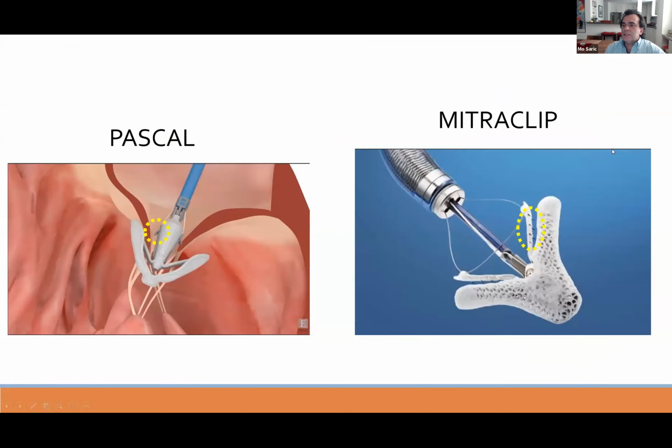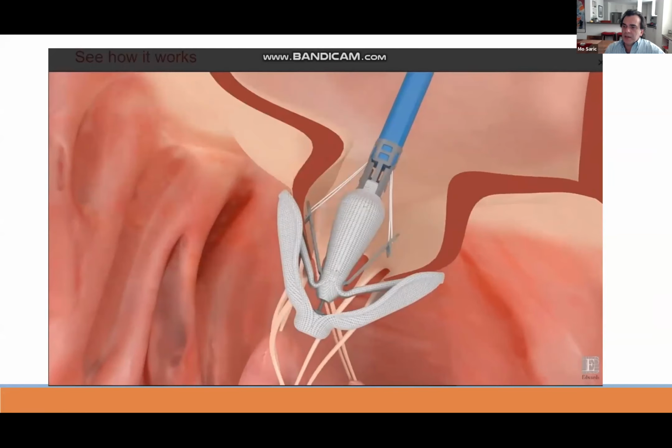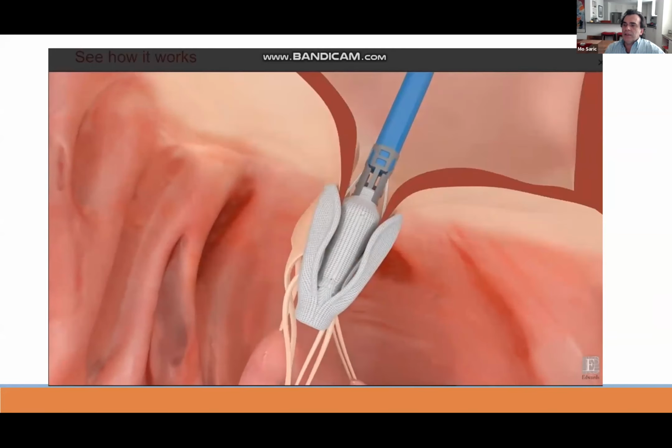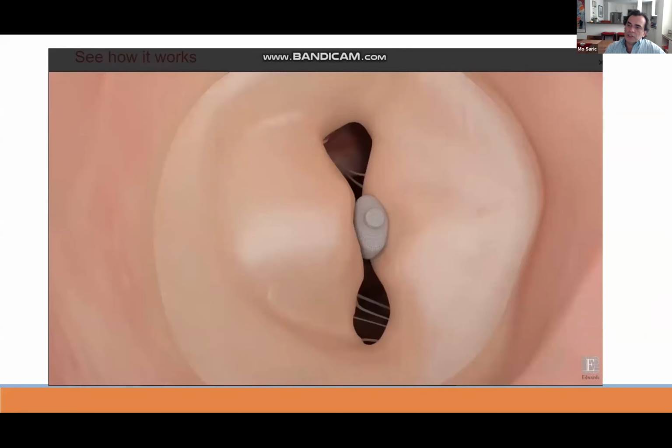Then we grasp the leaflets that are flail or prolapsed, or, in functional mitral regurgitation, leaflets that are just separated from each other. Then we can close the device, and individually we can use one or the other clasp. You can see how this is being done. We close it just as we would with the MitraClip, and if we are satisfied with the position, we release the Pascal system. Then you see a typical edge-to-edge repair, in this case done at A2-P2. A slight difference from Abbott's MitraClip is that the Pascal system has a spacer between the two arms of the clip.